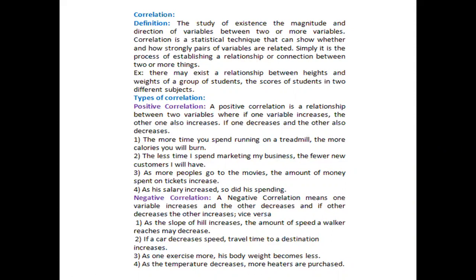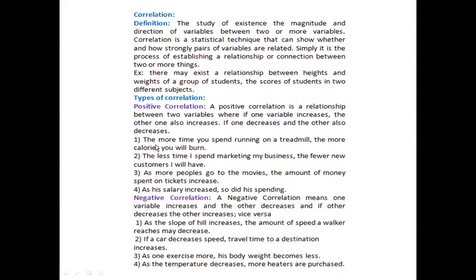Example, there may exist a relationship between heights and weights of a group of students, or the scores of students in two different subjects. Now, types of correlation. Positive correlation. A positive correlation is a relationship between two variables where, if one variable increases, the other one also increases. If one decreases, the other also decreases.